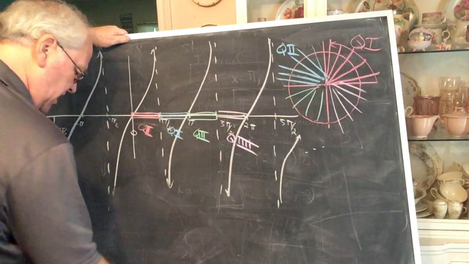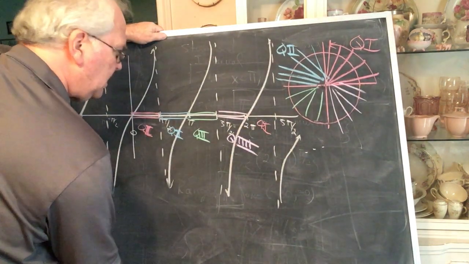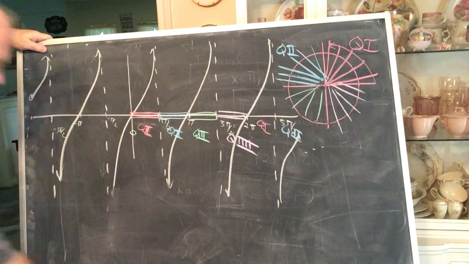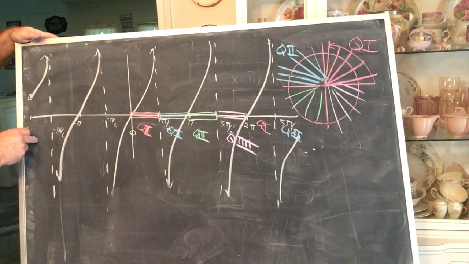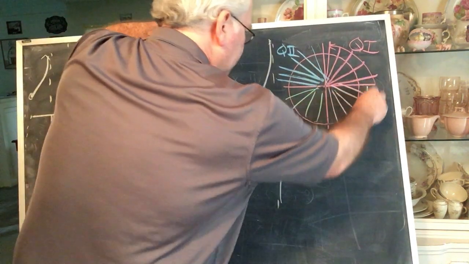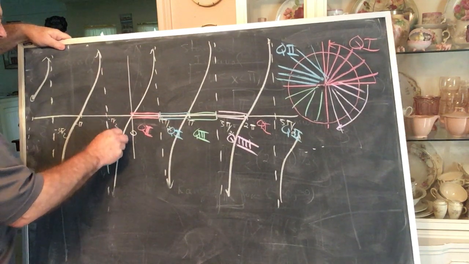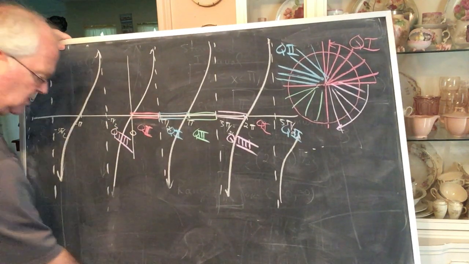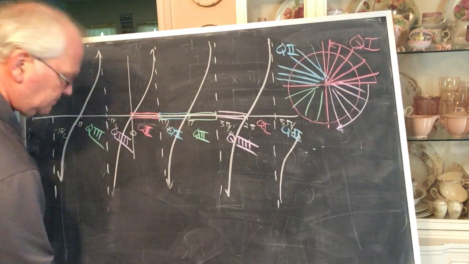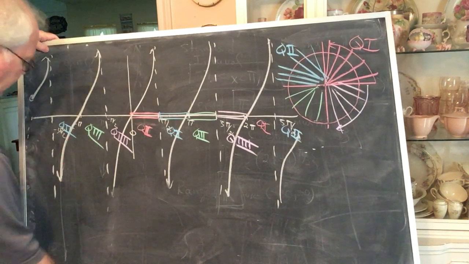This corresponds to quadrant 1 again. This corresponds to quadrant 2, and so on out. And then as we go in the negative direction, between 0 and negative pi over 2, that corresponds to angles 0 to negative pi over 2. This corresponds to quadrant 4. This corresponds to quadrant 3. This corresponds to quadrant 2, and so on in that direction.